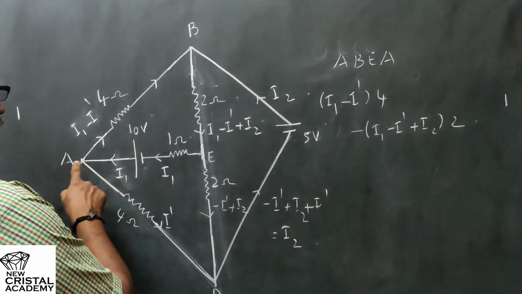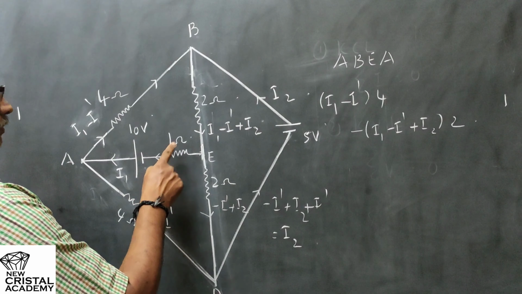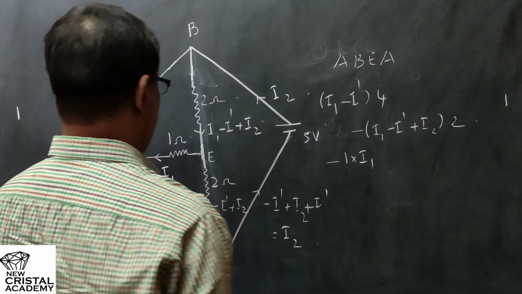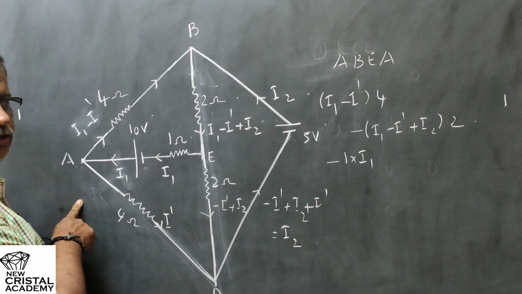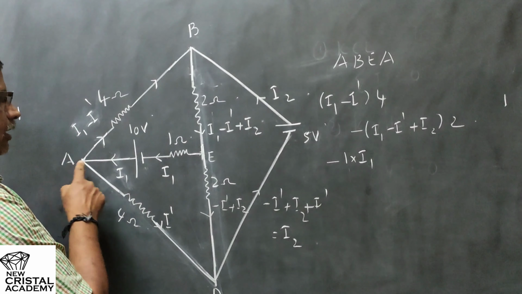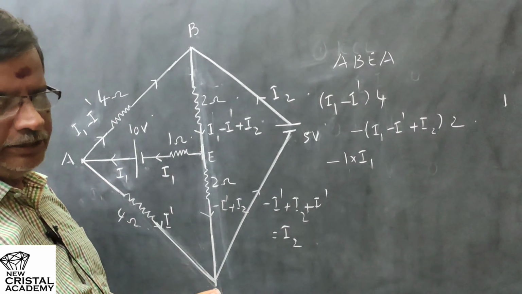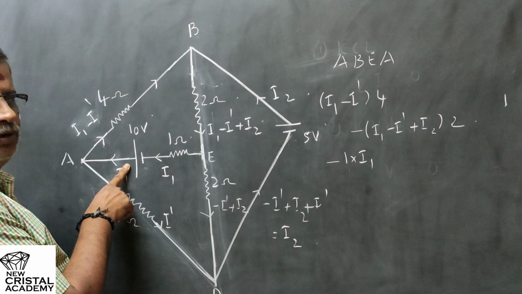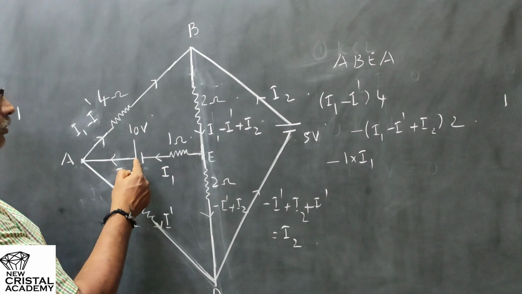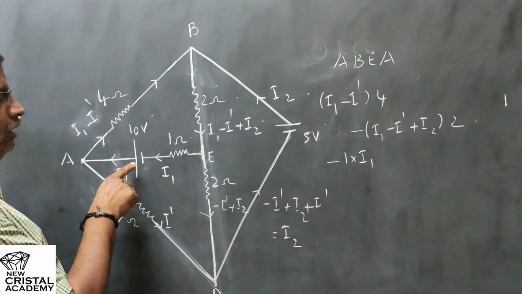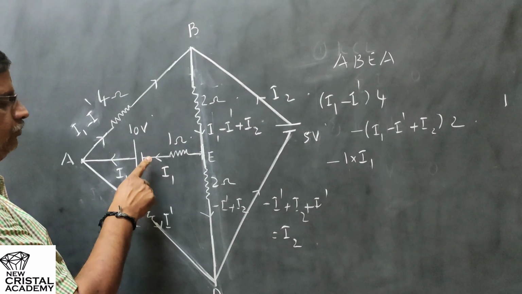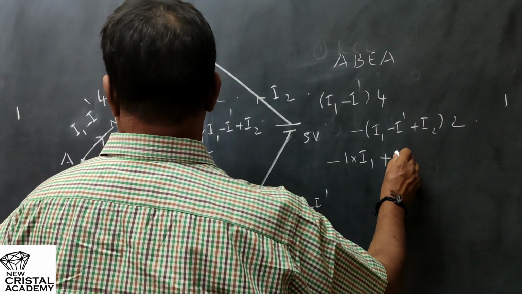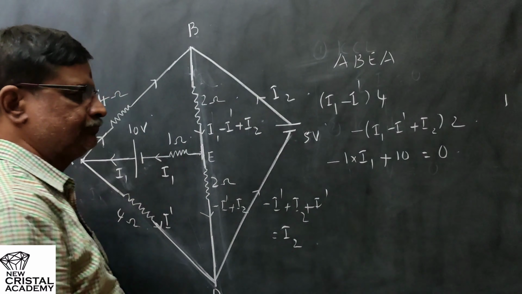And finally I travel from E to A. First I travel through the resistor of 1 ohm. Then the product of the current and resistance will be 1 into I1, minus. Why? Because I am traveling in the same direction as that of the current flow. Finally, I reach the point A after traveling through the cell. While traveling through a cell, if you are traveling from the negative terminal to the positive terminal, you are going to gain voltage, because negative to positive means gain of potential and positive to negative means loss of potential. So while traveling from the negative to the positive terminal, the EMF should be positive. So plus 10 equal to 0.